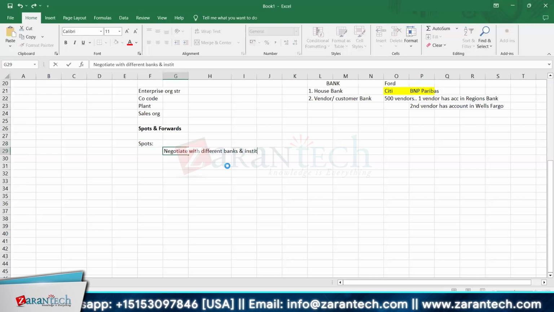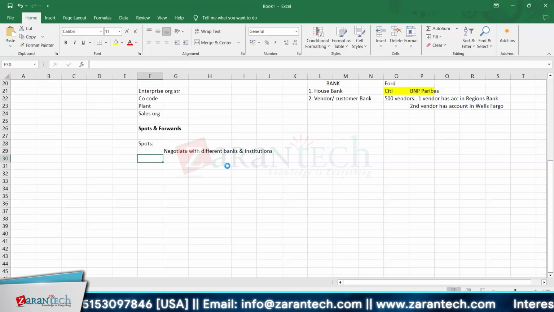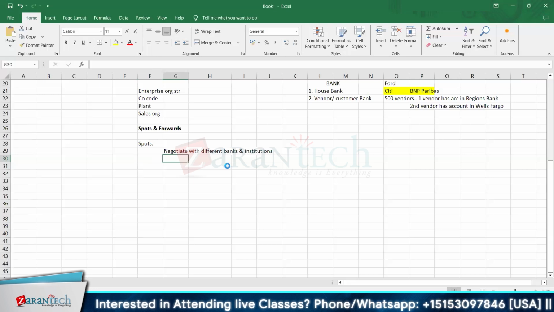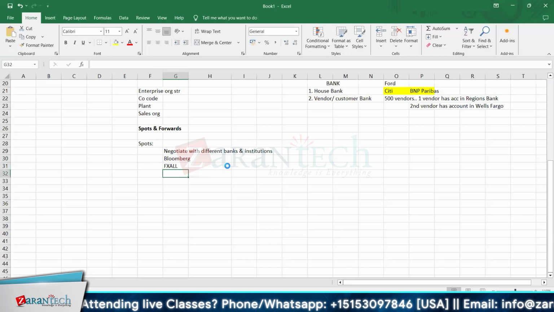In such cases, you may not have the visibility for all the places in one. There are so many institutions and banks. How will you really know which institution is giving you the best rate? It's not always possible to handle them in SAP. So there can be a lot of platforms, right? For example, we have Bloomberg, we have FXall, and there are many other platforms. If you try to check exchange rate related companies, you will see so many companies are there.